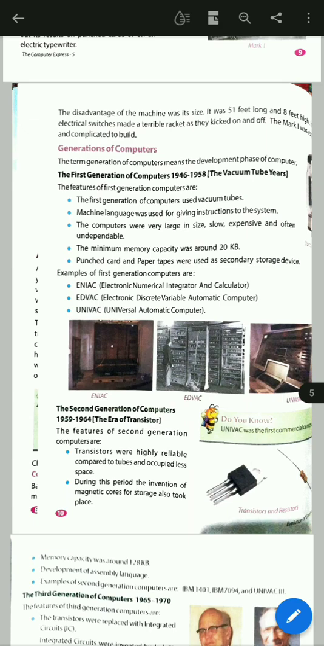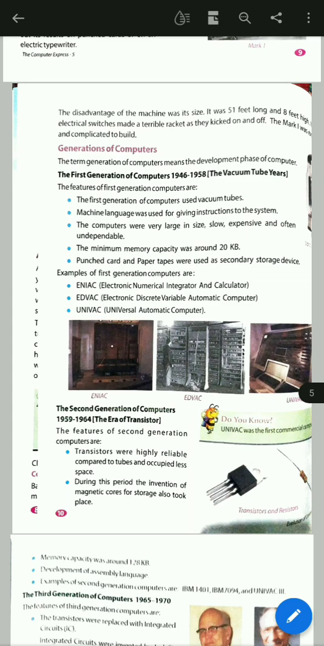The features of first generation computers are: the first generation of computers used vacuum tubes. Machine language was used for giving instructions or commands to the computer.